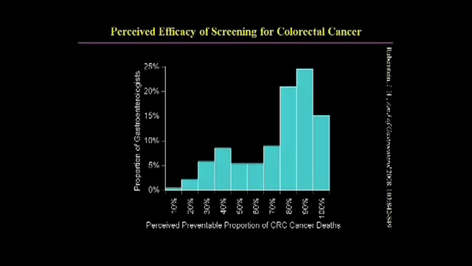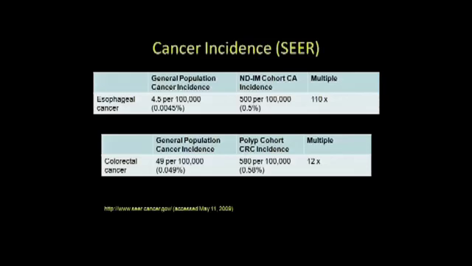Here's the perceived efficacy of screening for colorectal cancer. Very different in the gastroenterologist's mind. Here's the risk of developing cancer if you have Barrett's and the risk of developing colon cancer if you have a polyp, and they are virtually identical. There's a little bit of a disconnect there between the perceived benefit on both sides of that coin.